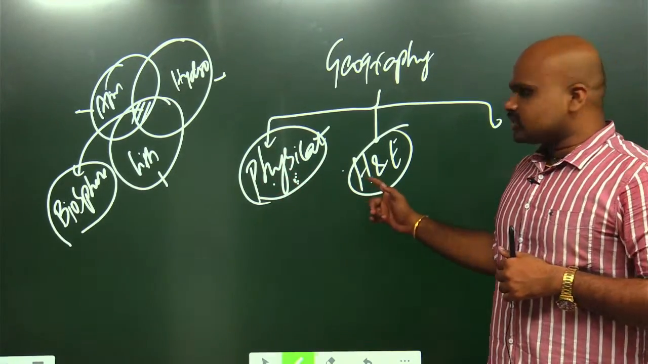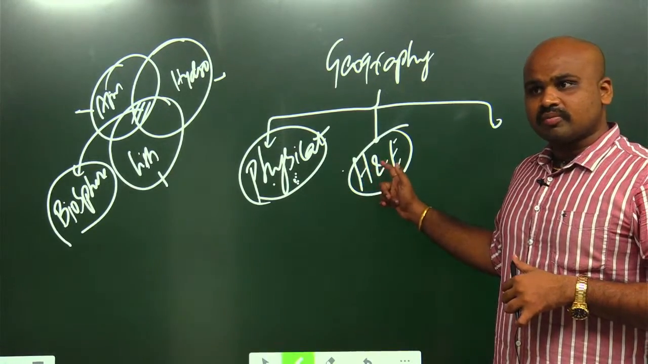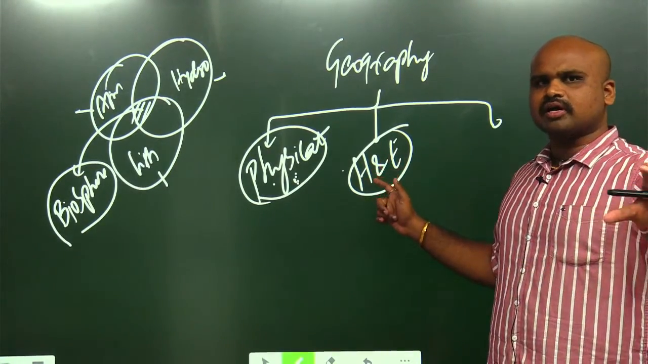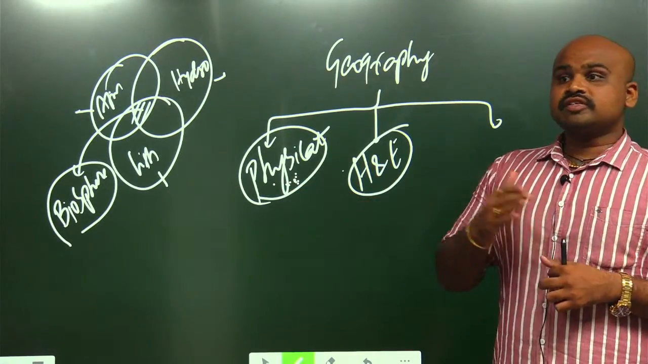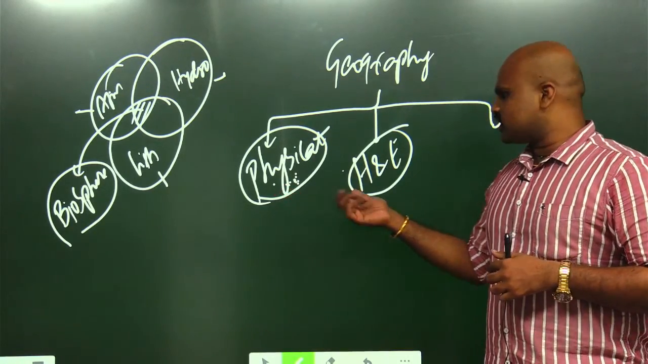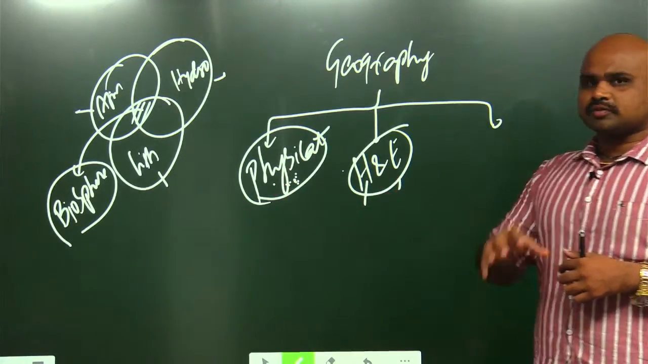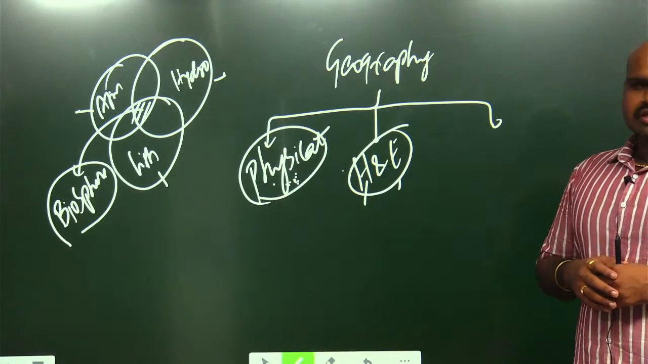So for you to understand the nature of human geography and the nature of the economic systems or economic activity in a particular region, you need to understand the physical setup. Once you understand the physical setup, you will be able to decipher the human and economic aspects of that region. Are you understanding? Right?